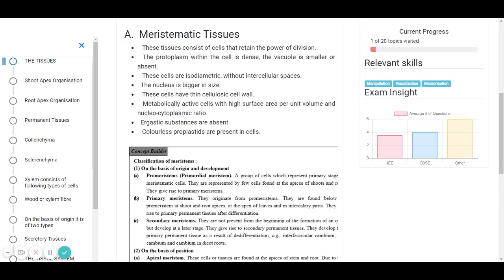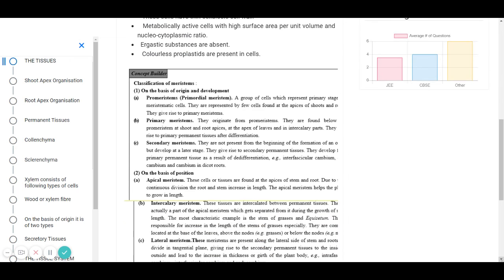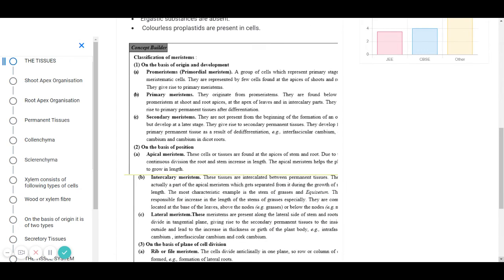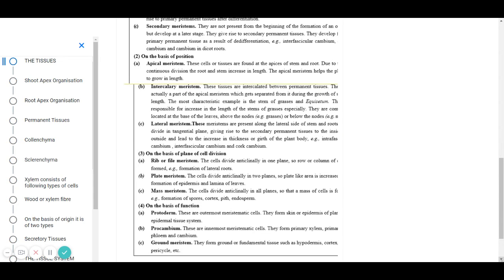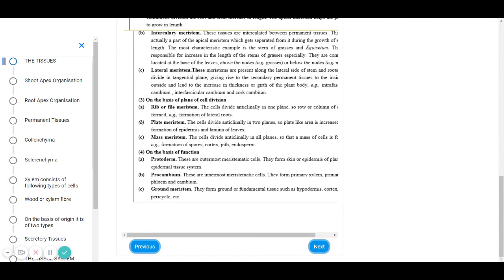It's meristematic tissues. The information is provided in points. I don't have to turn the pages and make points from it. Simply I get crisp and clear information from here. Then a concept builder is there in which they have provided the classification of meristems on the basis of origin and development, on the basis of position, on the basis of plane of cell division, on the basis of function. See how useful this information is? And I don't have to search for it. In one screen, I get crisp and clear information and I move to the next topic.